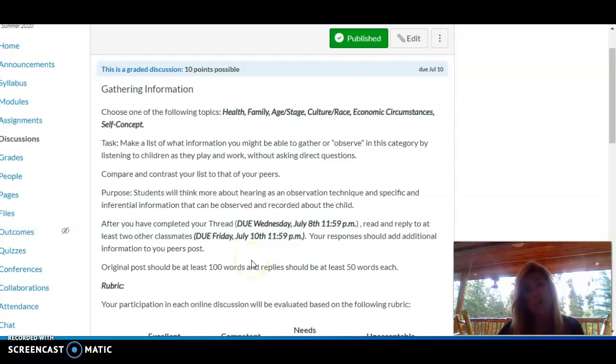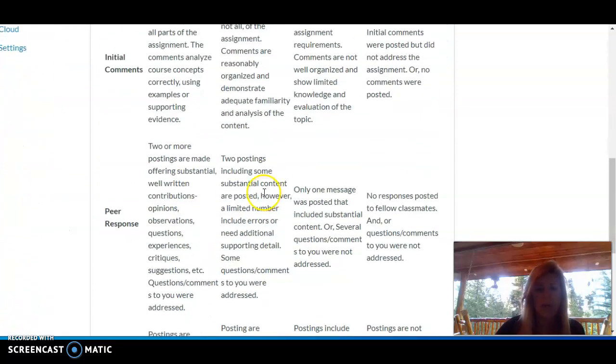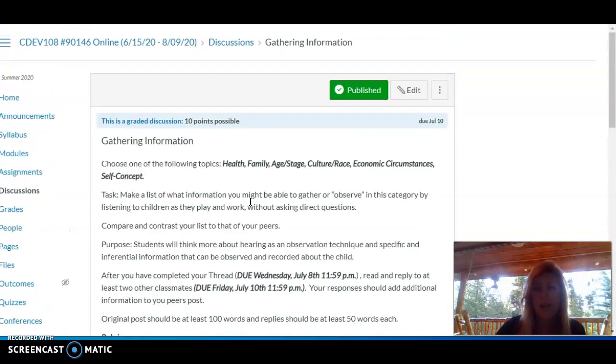Again, your original post should be 100 words in length, and your 2 peer responses should be at least 50 words in length. Make sure you're looking at that. When you're typing it in, there's a little word count on the bottom. A couple of you are not looking at that, and you're not getting full credit because you have 30 words or 25 words. Your responses need to be 50 or more, okay? You have your rubric here to look at if you need that.